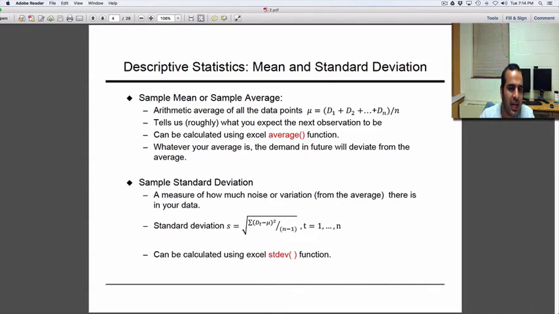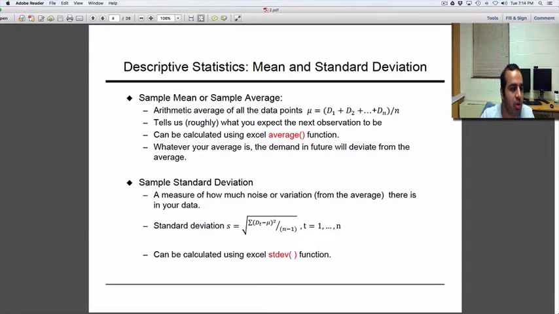It is straightforward to calculate, and it can also be calculated using Excel's average function, and you've done this before. Whatever the average is, the demand in the future will deviate from the average, and this is very important. The meaning of the average is that you expect the next observation to be the average or the mean, but more than likely, what you will see in the future is going to deviate from that average. And that's why we need to talk about standard deviation.